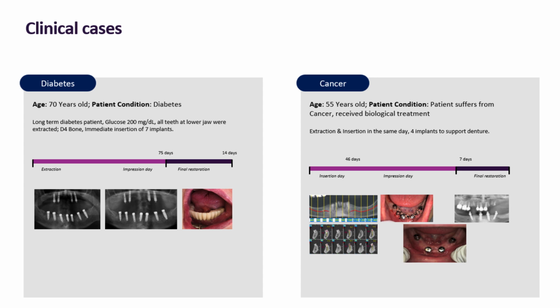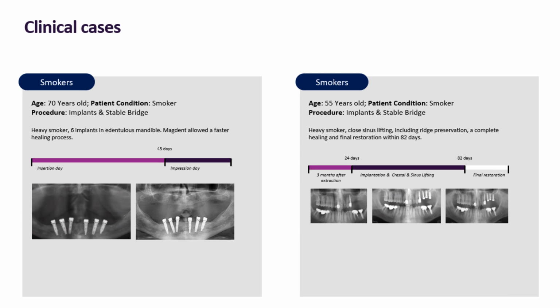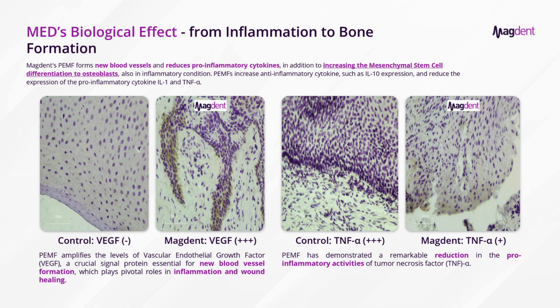Diabetes, osteoporosis, heavy smokers, patients on bisphosphonates, cancer-related bone loss. These are the patients where we hesitate or where we place the implant and hope the biology cooperates. Here is why the MED changes the risk profile for every one of these cases.